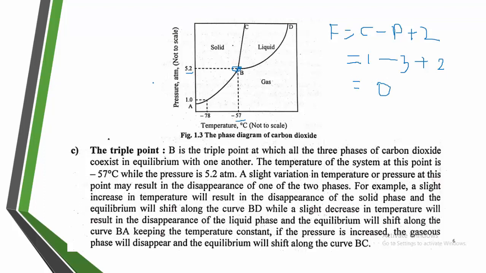What does this indicate? At this point the degree of freedom is 0, meaning it is completely invariant with respect to pressure, temperature and other things. If we want to find the state of equilibrium, this is a direct point where we can define it at 5.2 atmospheric pressure and minus 57 degrees Celsius. All these different phases are in equilibrium at the triple point. Okay, this is what we were going to understand: the area under the curve, the description of the curves, as well as the triple point of this curve.